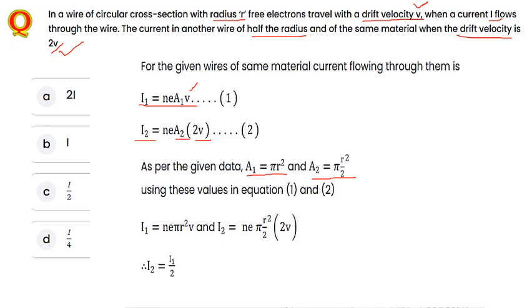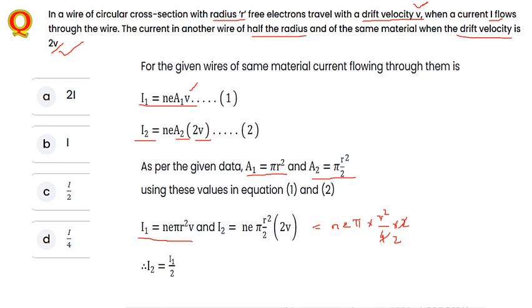2, the whole square. Now, for the first one, it is as mentioned. For the second one, it is n e pi (r by 2) whole square into 2v. Now substitute the value in this case. So it is n e pi into r square divided by 4, into 2. The 2 will be cancelled in this case.